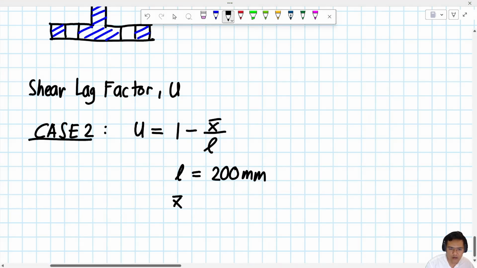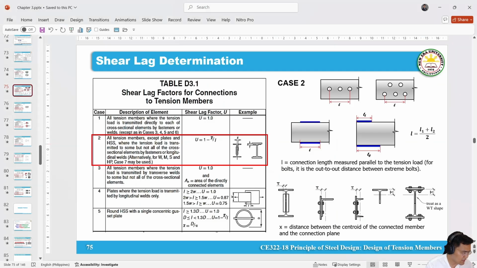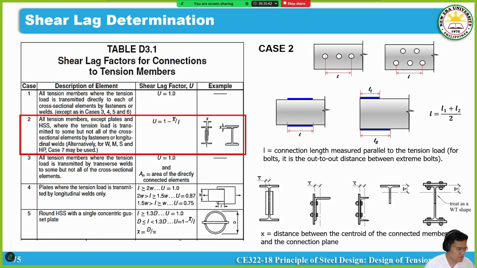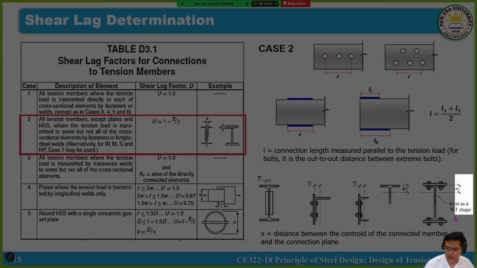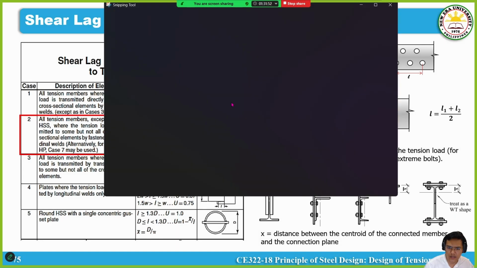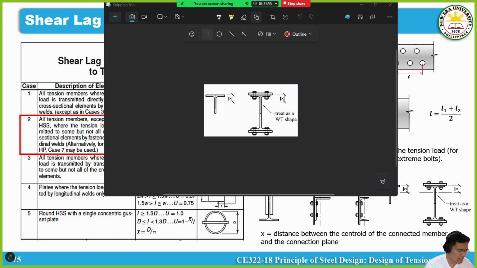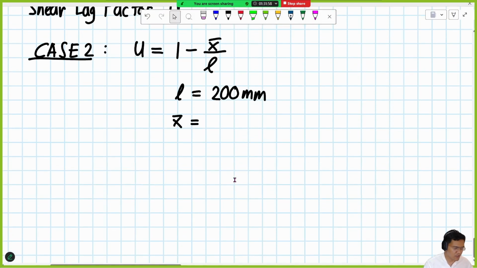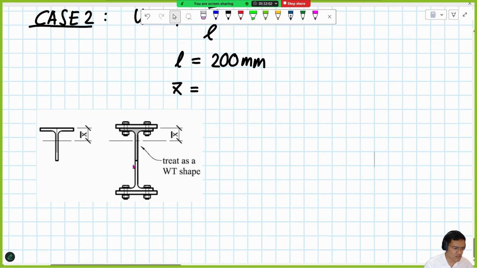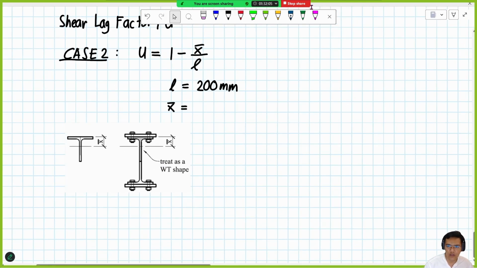While x bar, as defined in our PowerPoint, is based on these given figures. The one that matches our figure is this one. Okay, x bar. For this figure, the applicable one as shown on the figure is this. We need to treat the given W section as WT. Actually, this given problem is a bit difficult. You treat it as WT, meaning you find its equivalent section as WT.